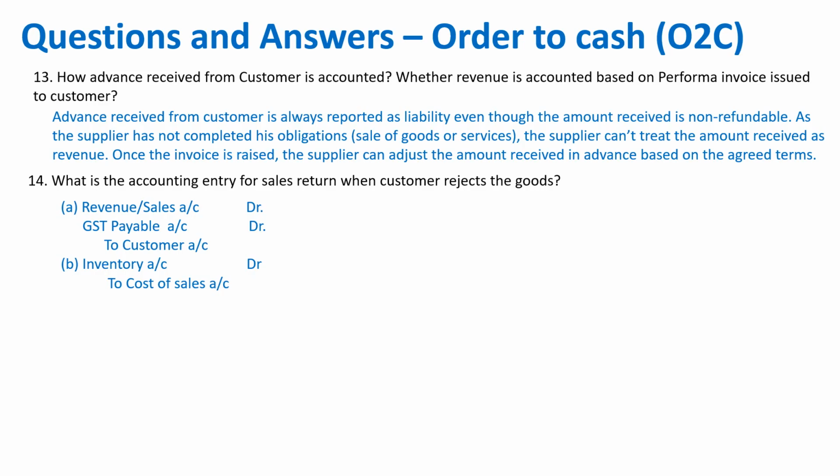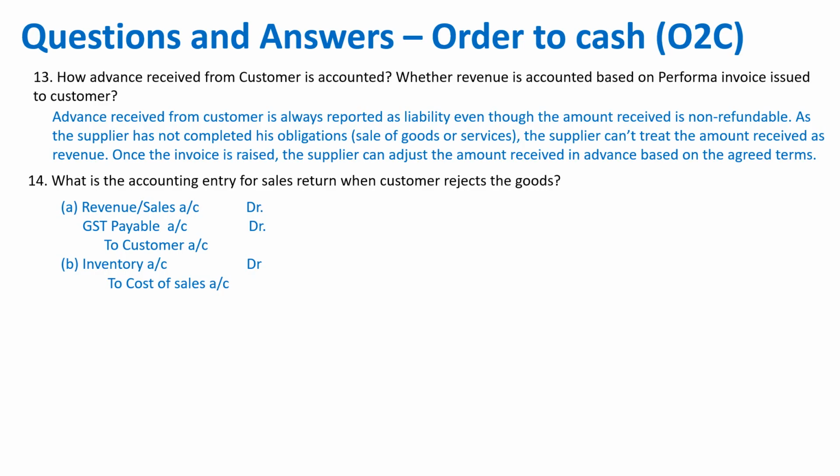The first one is the reversal of revenue. That is, revenue or sales debited. And at the time of sales, you created a GST liability which you were going to collect from the customer and pay to the government. Now this GST liability has to be reversed because the sale is reversed. Hence GST payable account debited to customer account.